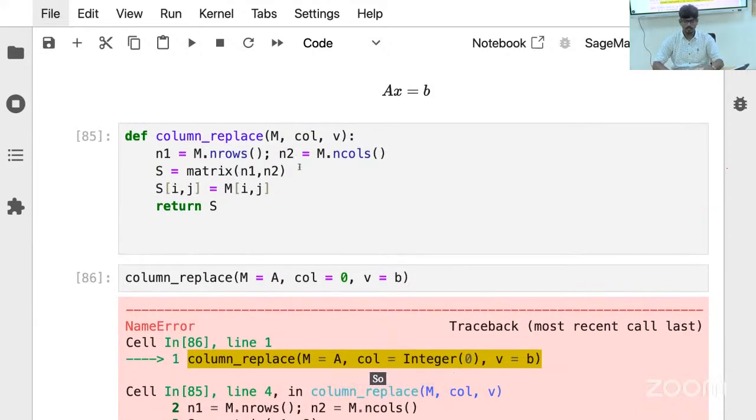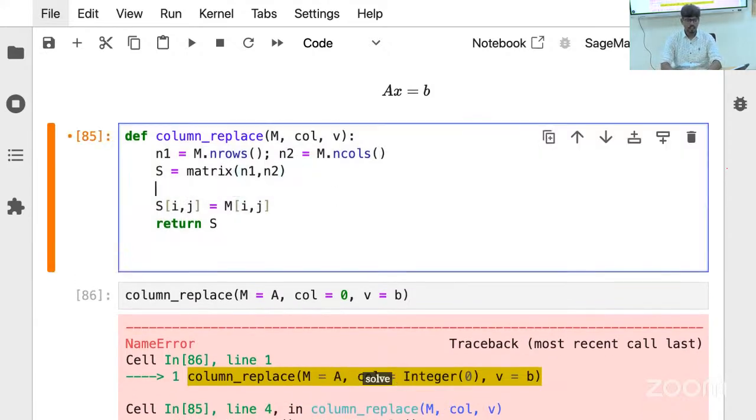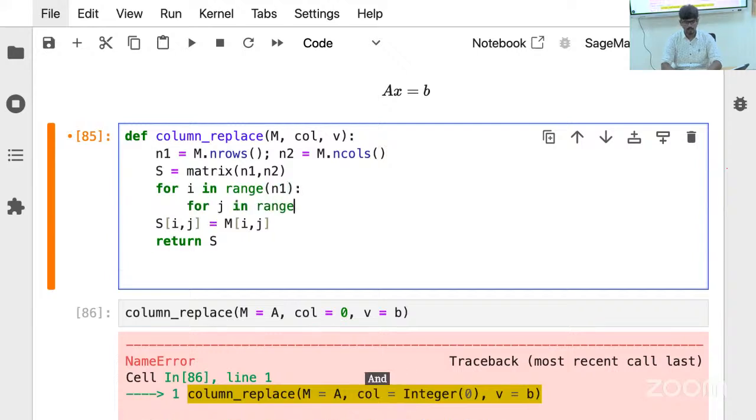So how do I solve this problem? I should go along the rows, and for each row, I have to go along the columns and then pick up that row and column element and replace that S of ij with M of ij. Meaning throw away all zeros, whatever is there, but fill those with M of ij. So that's the idea. So for I in the range of N1 and for J in the range of N2.